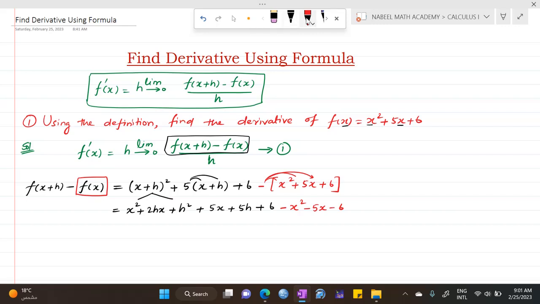Now what terms get cancelled here? Plus 6 with minus 6 cancel, plus 5x and minus 5x cancel, and x square and minus x square get cancelled. So the remaining terms are 2hx plus h square plus 5h. Now what is the common factor in these terms? Taking h common as a factor, you will get h times 2x plus h plus 5. This is the simplified part.